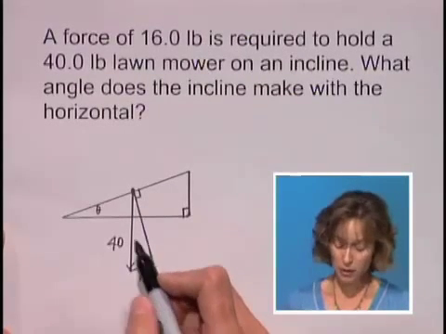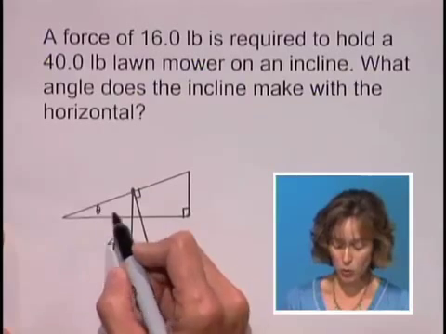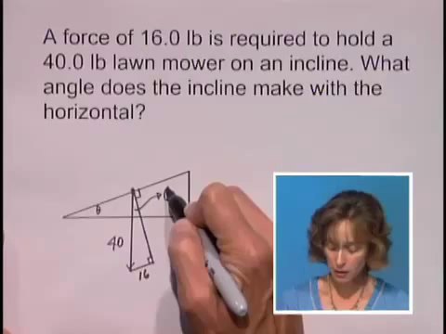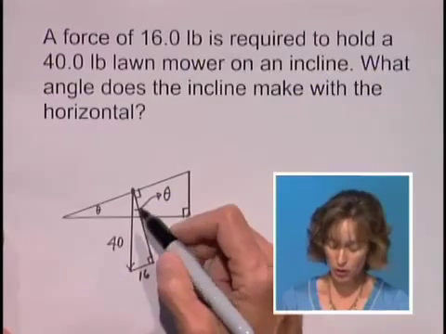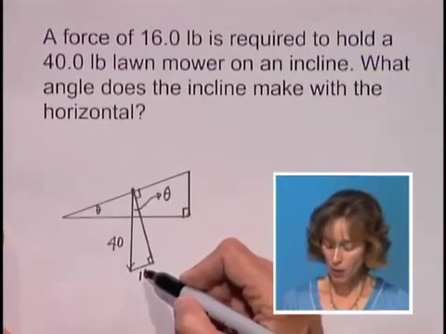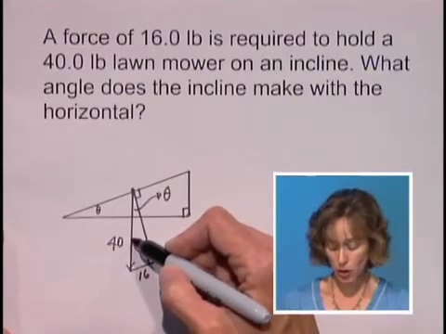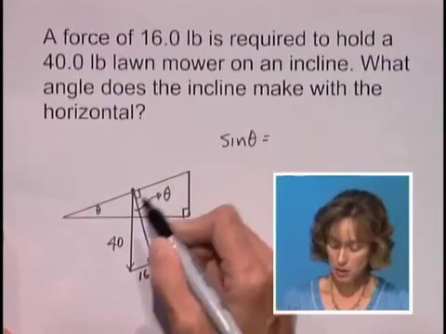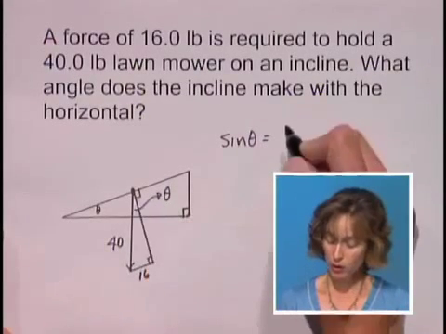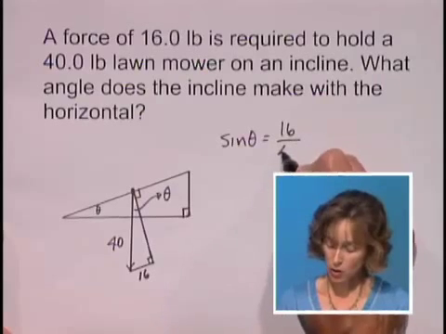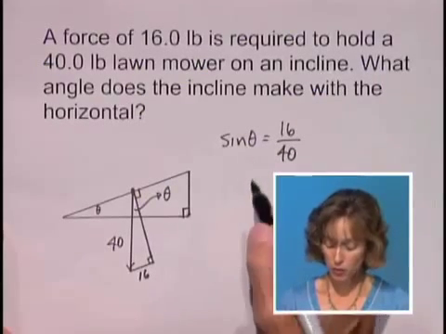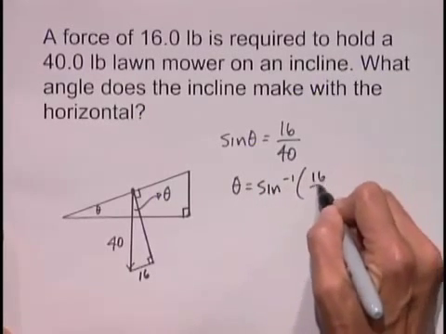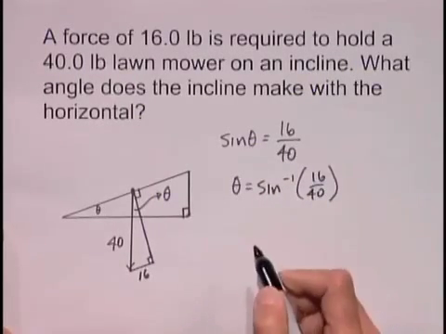What I want to find is the angle the incline makes with the horizontal, which matches exactly this angle, I'll call it theta, in the triangle that I've drawn. That angle theta is opposite 16, and I also know the hypotenuse. So I can use the sine function and say that the sine of the angle that I'm looking for is the opposite side over the hypotenuse. And with the help of a calculator, find theta by finding the inverse sine of 16 over 40.